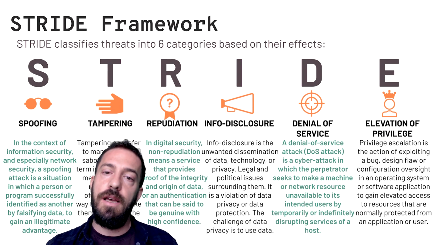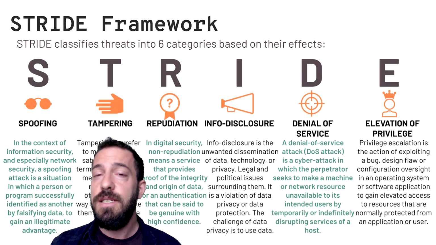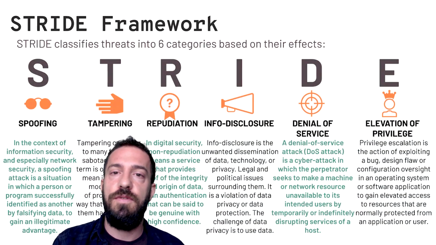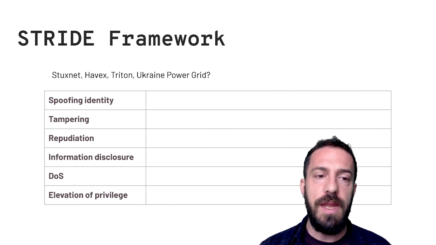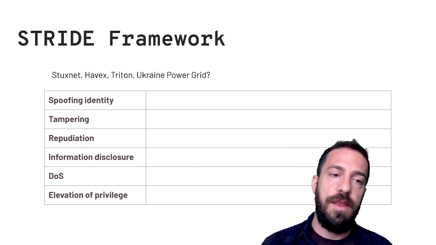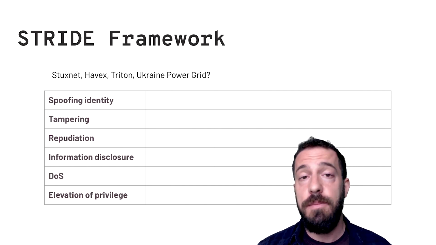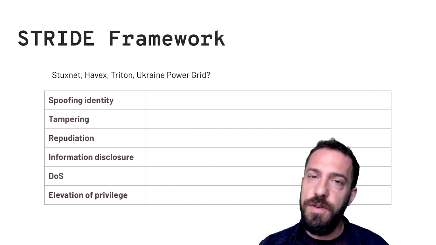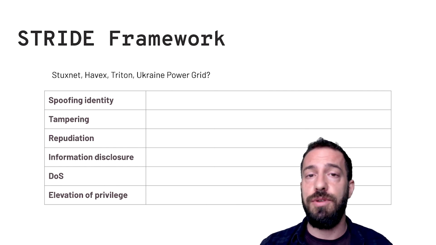So STRIDE allows you to enumerate threats by effect. You think, okay, what can cause elevation of privileges? This attack. What can cause spoofing? This attack. And to give some examples and tie them to the real attacks we've seen so far, Stuxnet, for example, did some data tampering, because when the data was going back to the operator, it was falsified, and the operator could see that nothing was wrong in the actual process.